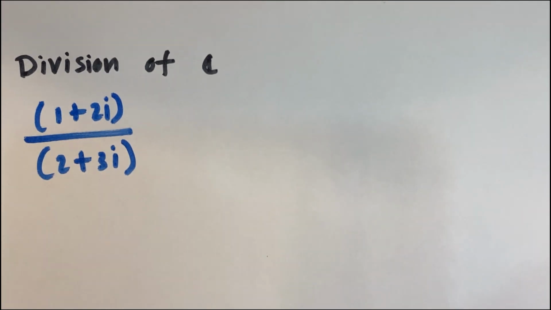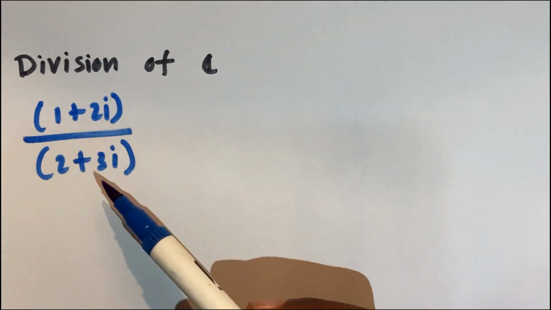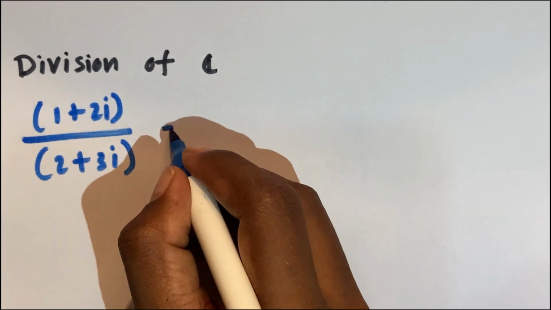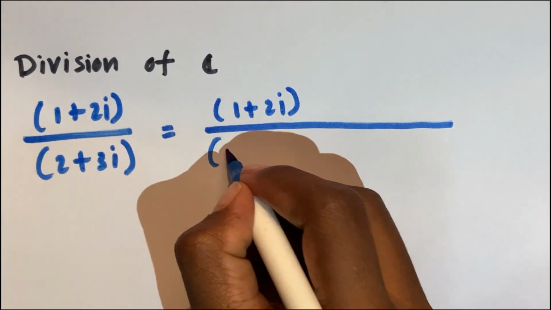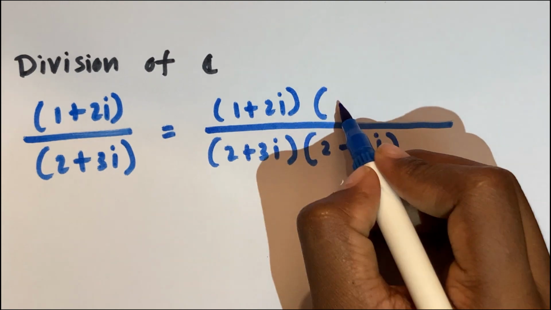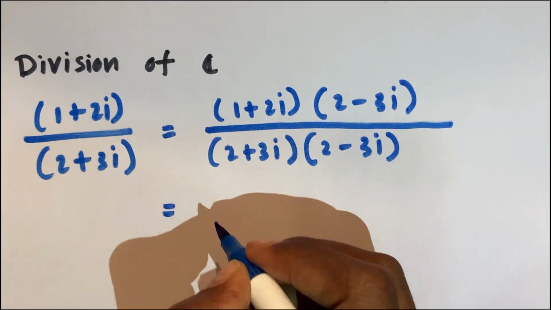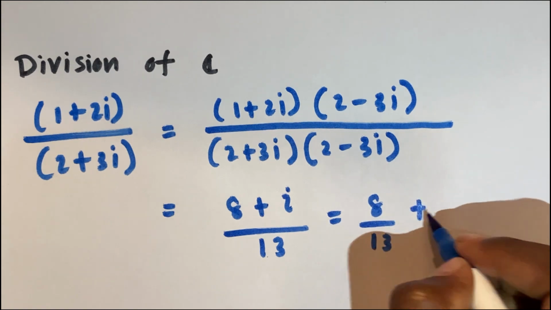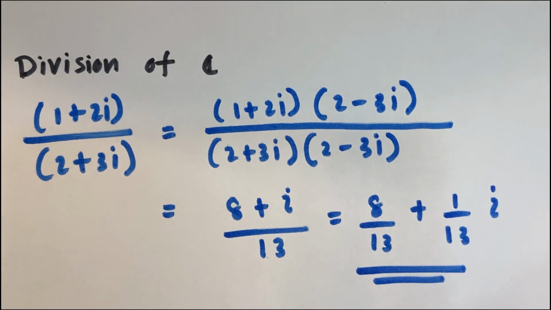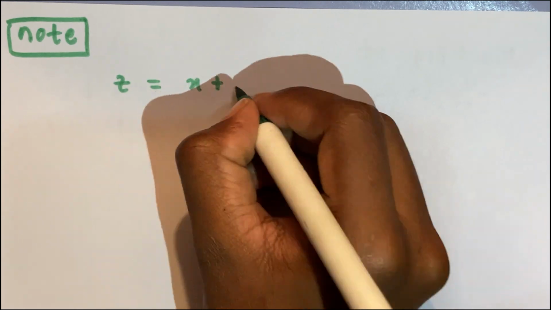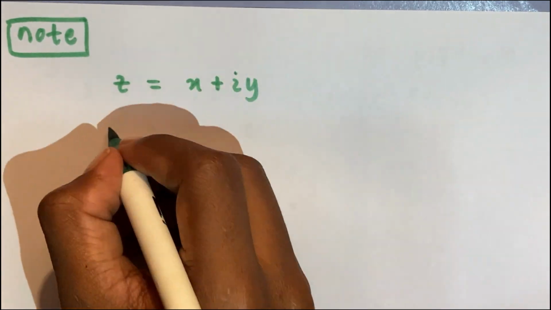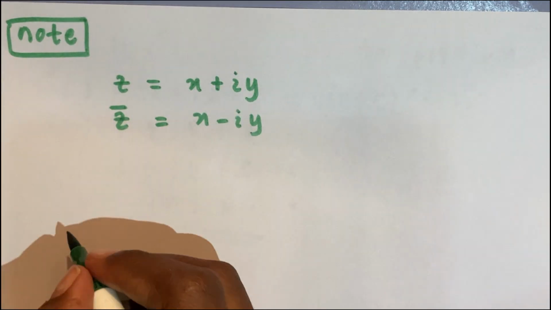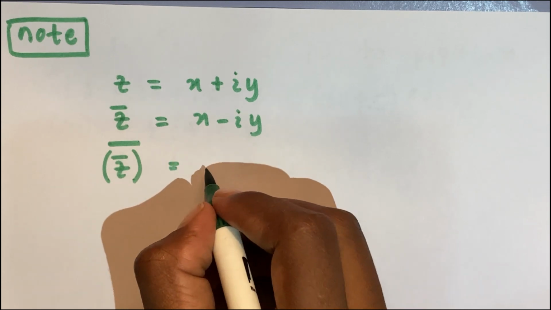In this step, you should multiply both terms by the conjugate of the denominator. Note, properties of complex conjugate. z equals x plus iy, z bar equals x minus iy. Conjugate of a conjugate is the complex number itself.